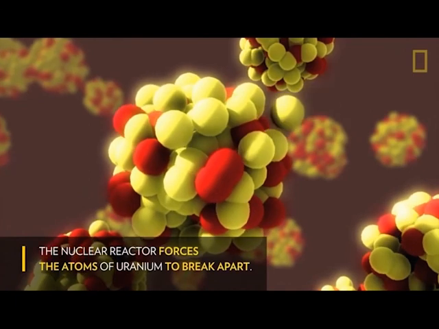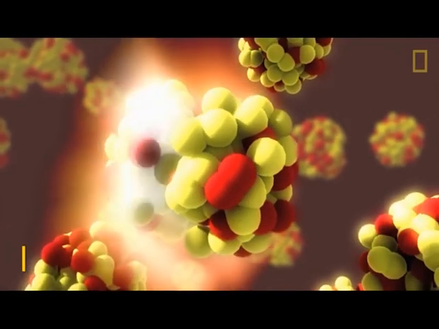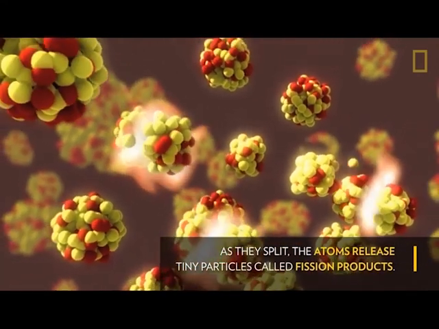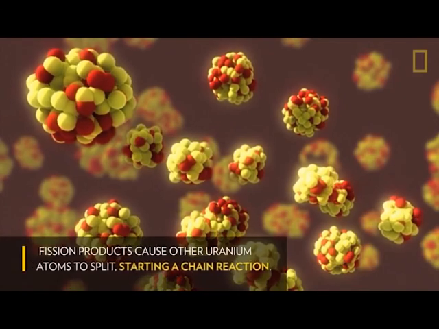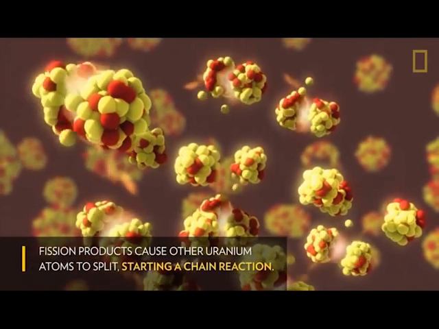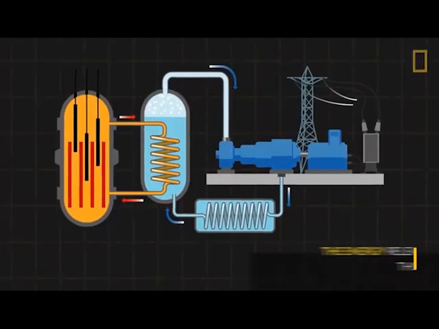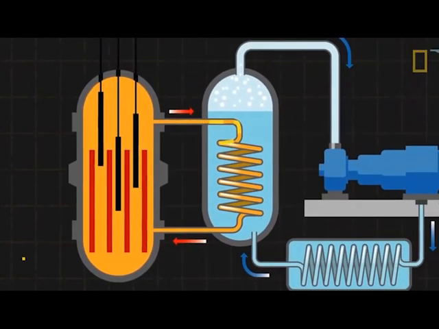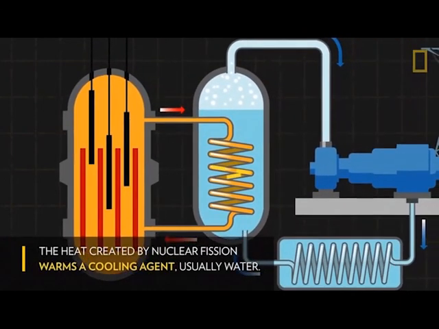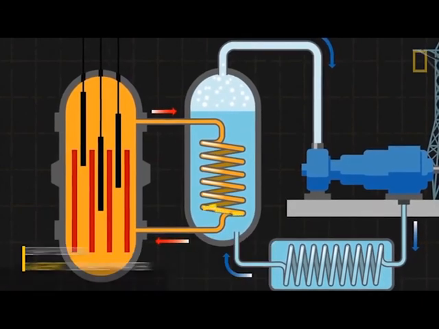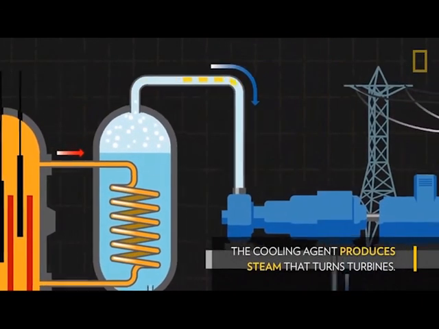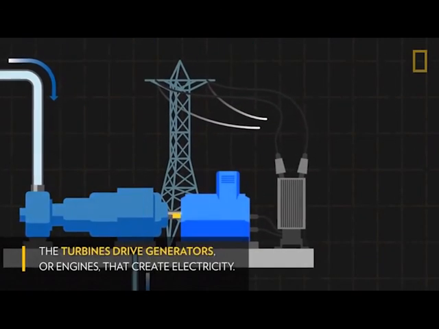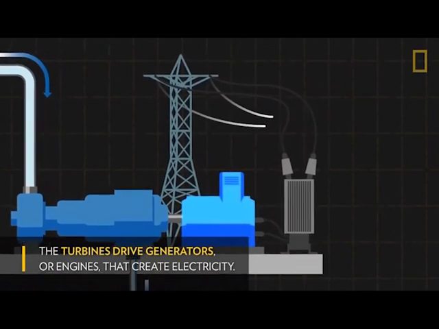Pros and cons of nuclear fission. The nuclear reactor forces the atoms of uranium to break apart. As they split, the atoms release tiny particles called fission products. Fission products cause other uranium atoms to split, starting a chain reaction. The energy released from this chain reaction creates heat. The heat created by the nuclear fission warms a cooling agent, usually water. The cooling agent produces steam that runs turbines. The turbines drive generators or engines that create electricity.